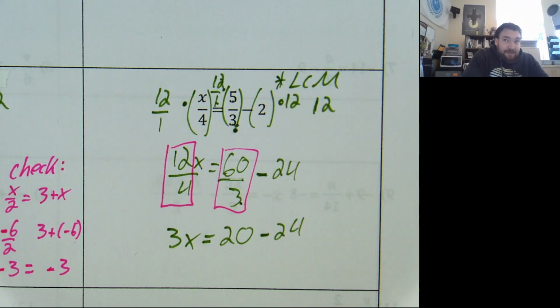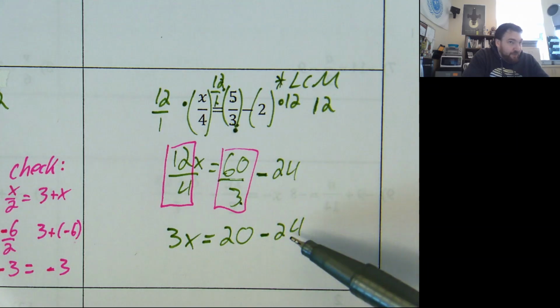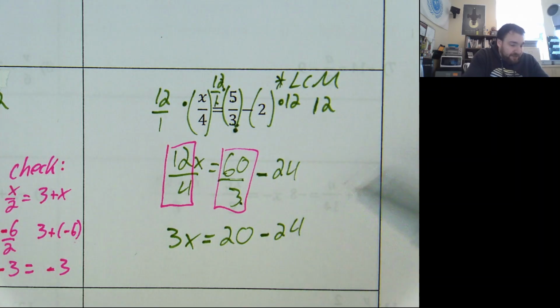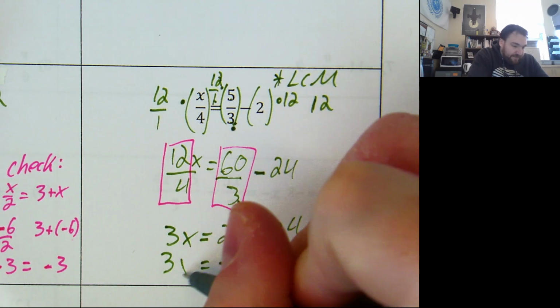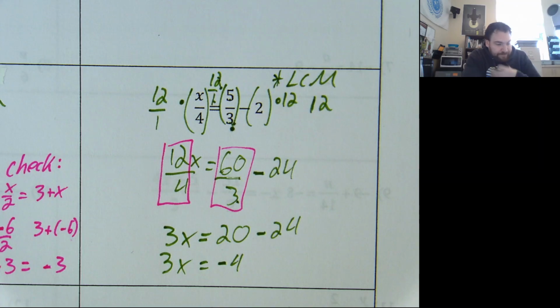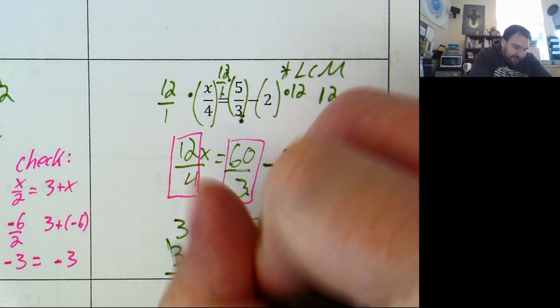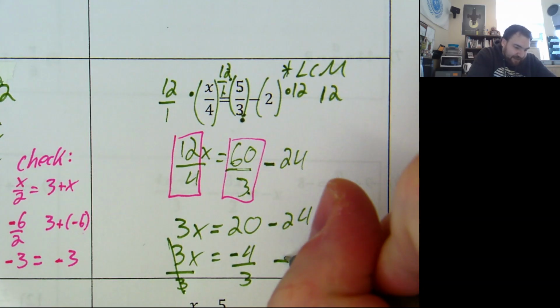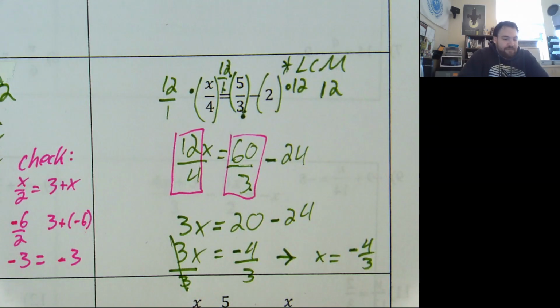What is my next step here, if you take a look at that question? Yes, Hassan Joe. Collect the like terms. I have a 20 minus 24 on the right-hand side. 20 minus 24 is, thank you, Scarlett, negative 4. So I have 3x equals negative 4. To get x by itself, we're going to divide by 3. On the left-hand side, they cancel, and I get x equals negative 4/3.